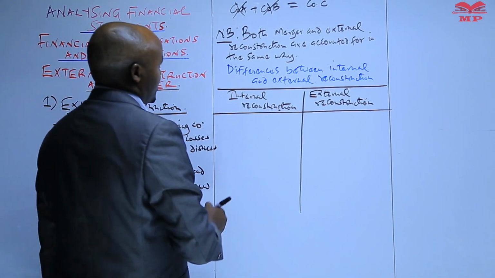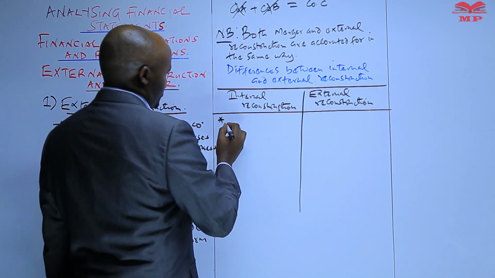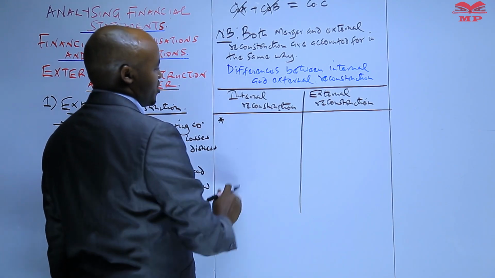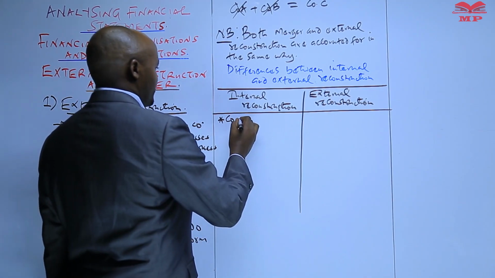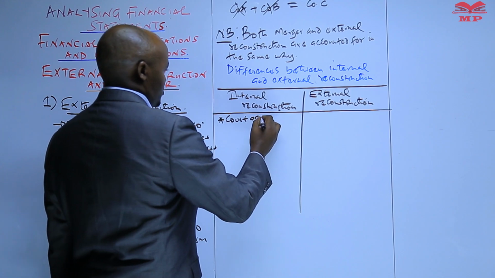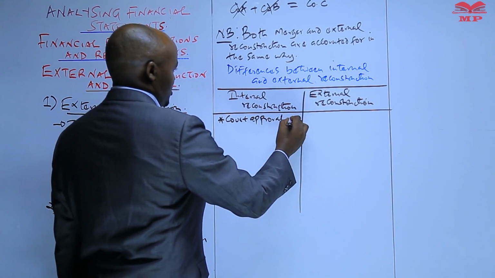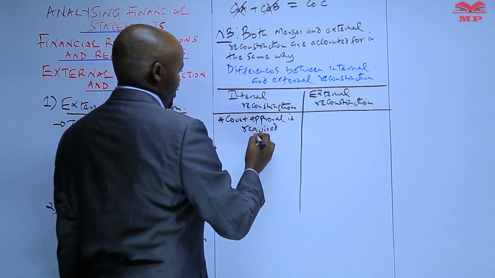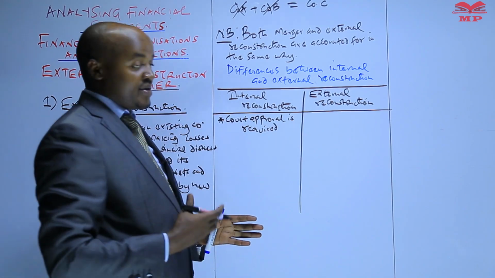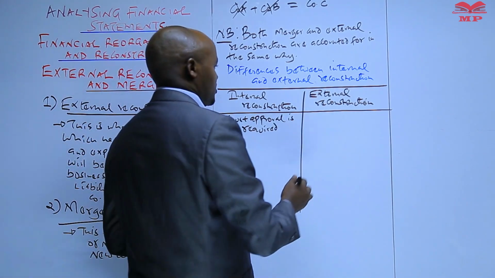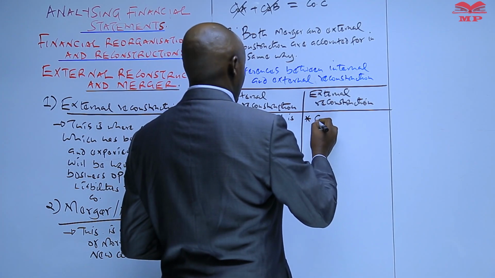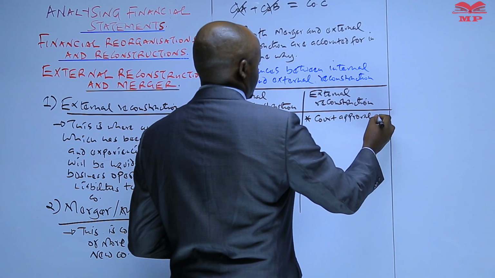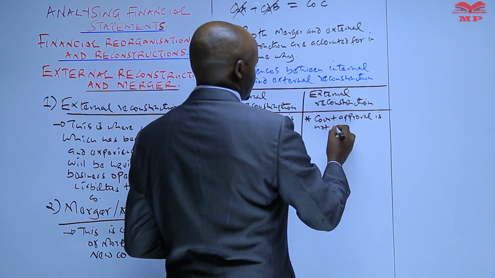One of the differences is that the internal reconstruction, which we also refer to as a capital reduction, requires court approval. Before the company can undertake internal reconstruction or capital reduction, the company needs to get approval from the court. But under external reconstruction, court approval is not required.